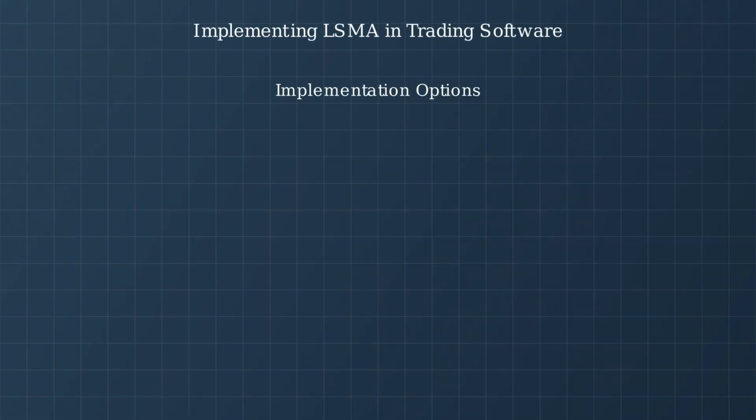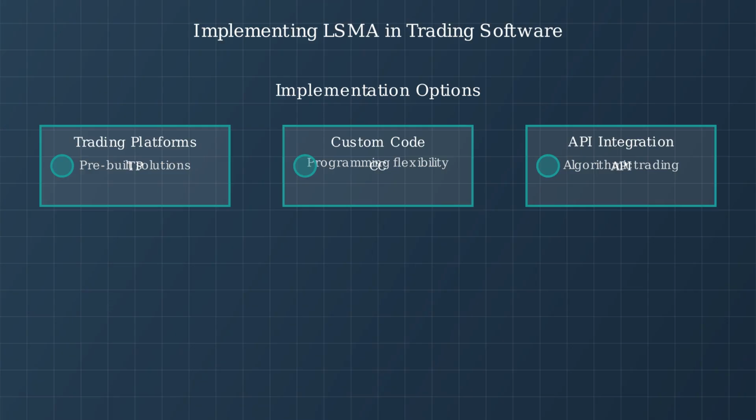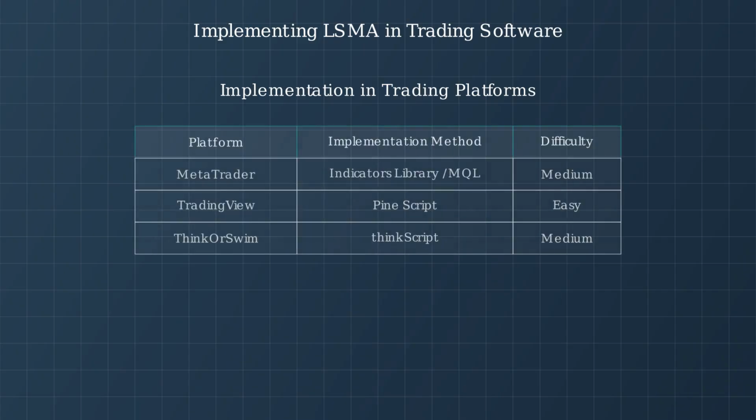By understanding these limitations and implementing LSMA as part of a comprehensive trading approach, you can maximize its benefits while mitigating its inherent weaknesses. Now we'll examine how to implement the least squares moving average in real-world trading environments. There are three main implementation approaches: using built-in tools in trading platforms, writing custom code, or using API integration for algorithmic trading. Let's look at how LSMA can be implemented across popular trading platforms.